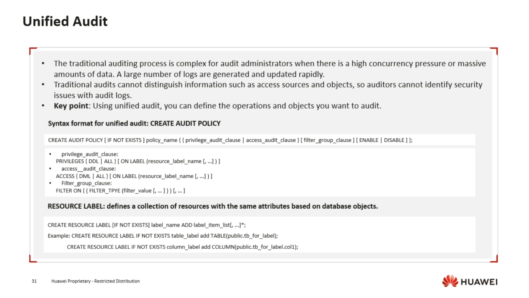GaussDB provides customized audit policies to audit tables for specific behaviors that you care about by using the create audit policy statement. This statement has a privilege audit clause for DDL and an access audit clause for DML. After that, an optional filter group clause to filter the target. The target of an audit policy can be a database or a resource label, which can be regarded as a set of tables or columns.